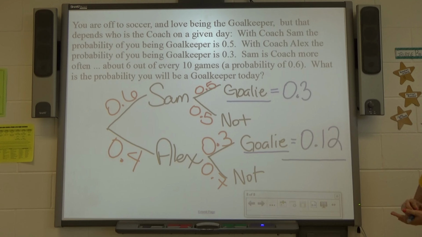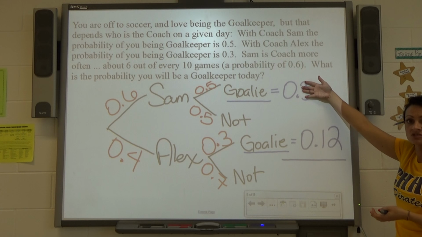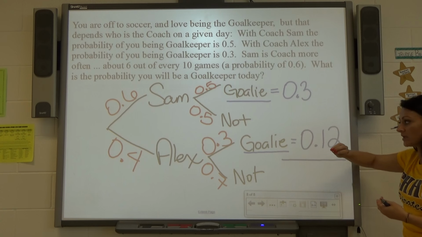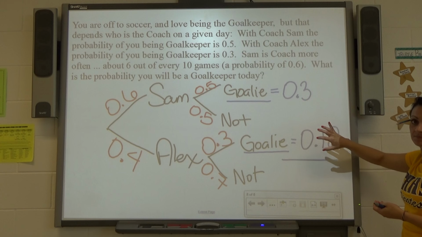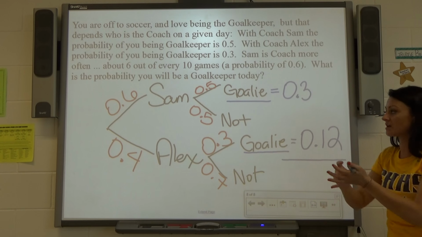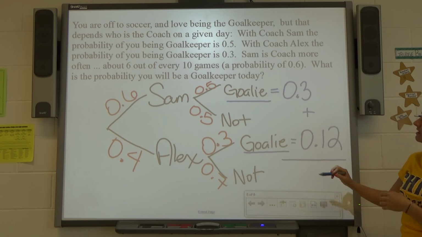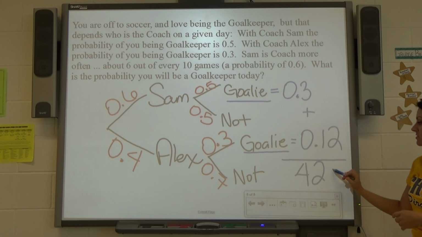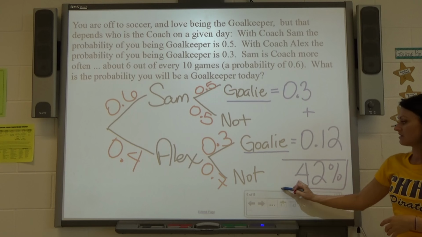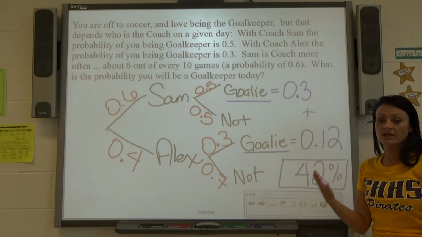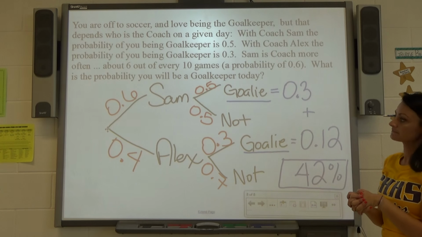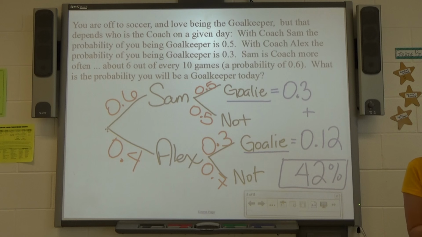Now, because I could be goalie with Coach Sam or I could be goalie with Coach Alex, this is a one or the other, which means now I've got some addition I need to complete. And that's going to tell me I have a 42% chance of being goalie depending on who is coach that day. So that's the end of the diagrams and tables video.